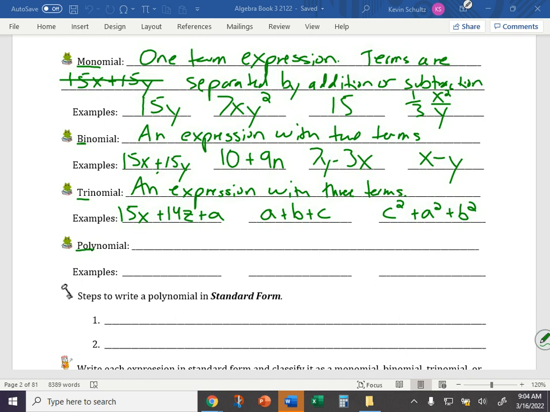So, polynomial, folks, this is kind of important. A polynomial includes a trinomial, a binomial, a monomial. It's any expression, but if it's four or more terms, we don't give it this specific name. So to say that 15x plus 15y is a polynomial is also correct, but it's most correct to classify that as a binomial because it has that special name. But a polynomial, for our purposes, how we're going to think about it, is an expression with four or more terms.